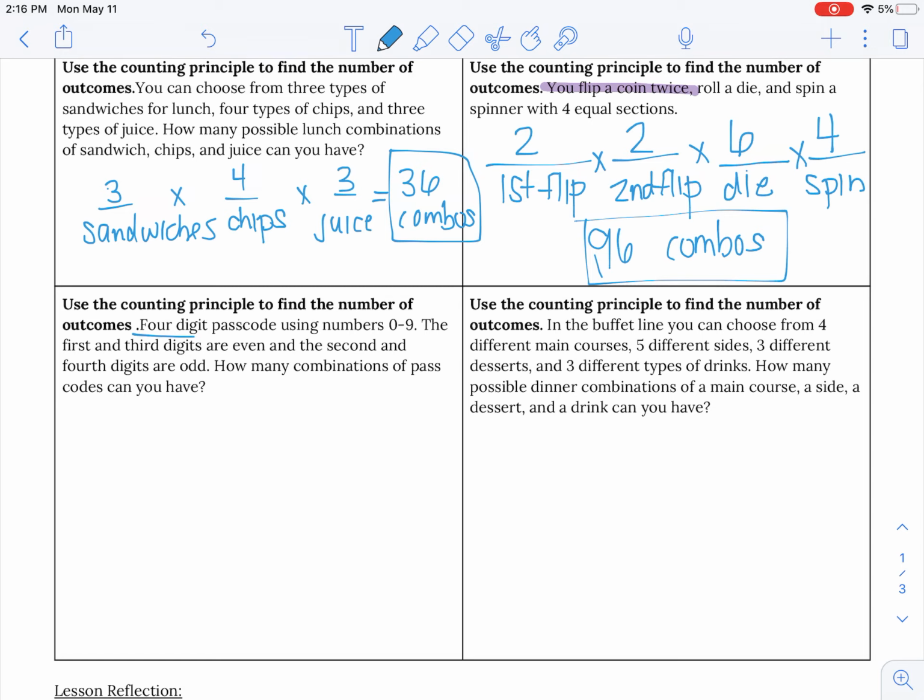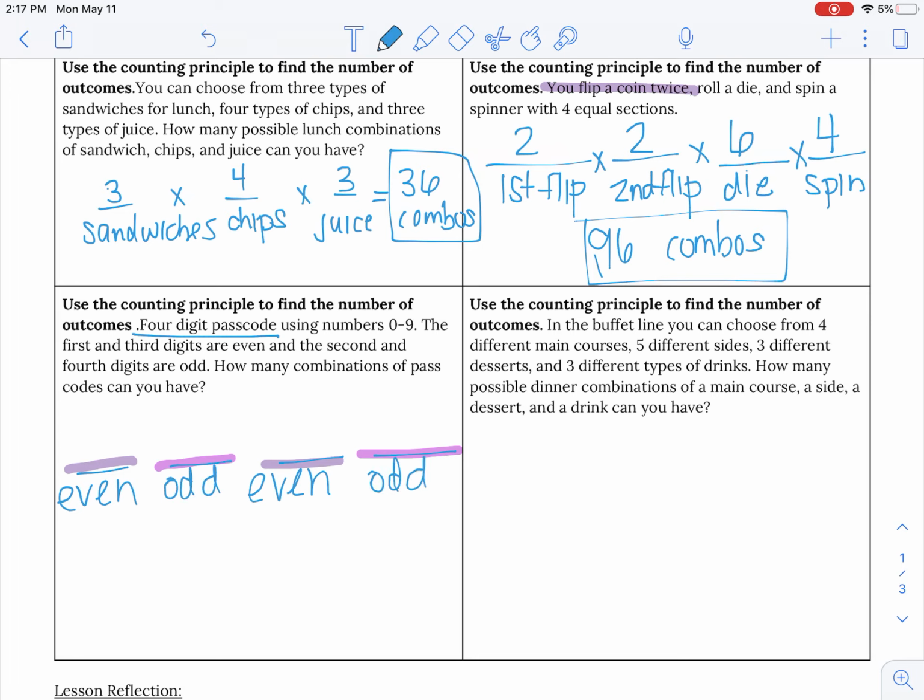So we know that it's a 4-digit passcode. I'm going to draw 4 little lines representing my 4 digits in my passcode. I'm also given some very specific directions. I can only use 0 through 9, so I know I have 10 digits to choose from, but also the first and third digits have to be even. So I'm going to write that underneath them. And then the second and fourth digits have to be odd.